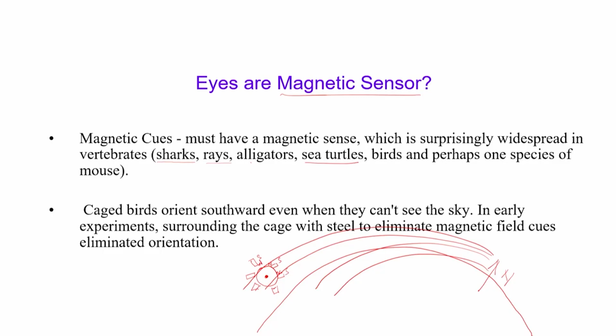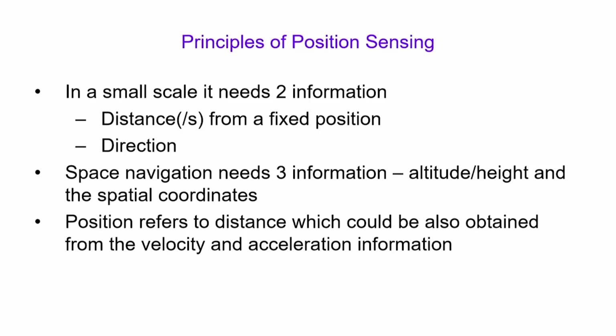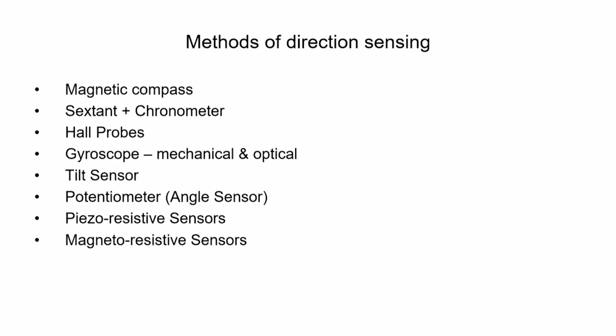Well, let us think now of the principles of position sensing. What does position sensing require? Well, it requires two informations. One is the distance from a fixed position, and another is the direction. In fact, if you are in space, you may actually need 3 informations, not just 2, because you also need to know the altitude or height. So, 2 to 3 informations are required, some are distance and some are direction. Let us first focus on the direction, how do we sense the direction?